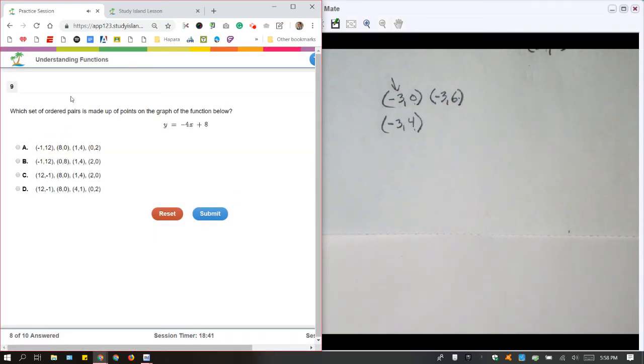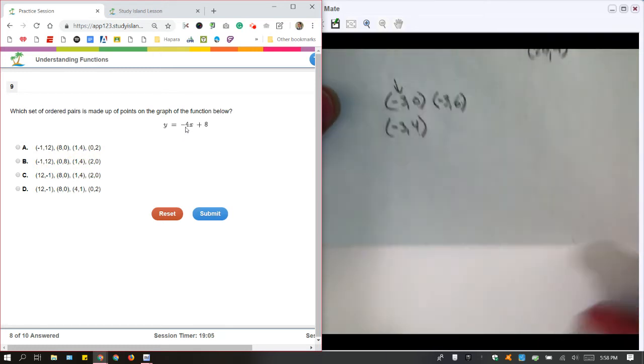Which set of ordered pairs is made up of points on the graph of the function below? Well, this is pretty easy. We have an equation and we have points. So all we have to do is figure out which sets of points go into this function. So the first thing is, let's just take a look. If you have -1 for an input, these both have -1 for an input. Let's see if that works. y = -4x + 8. Let's go ahead and plug that in.